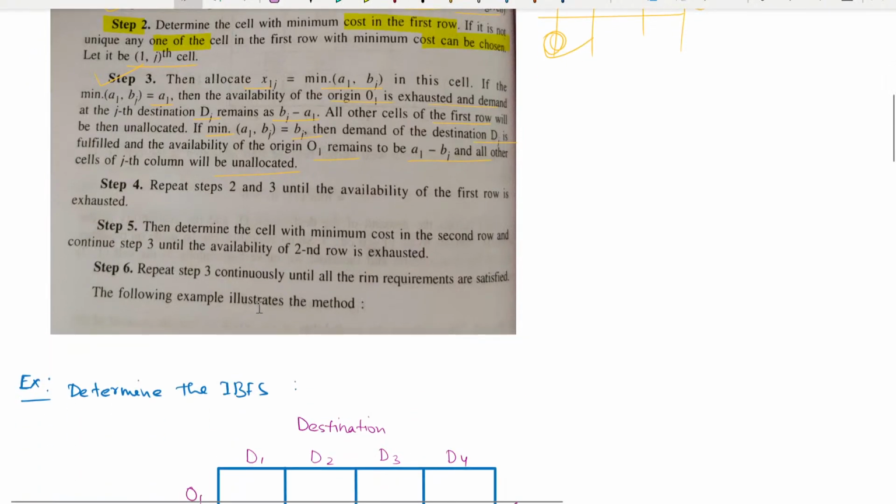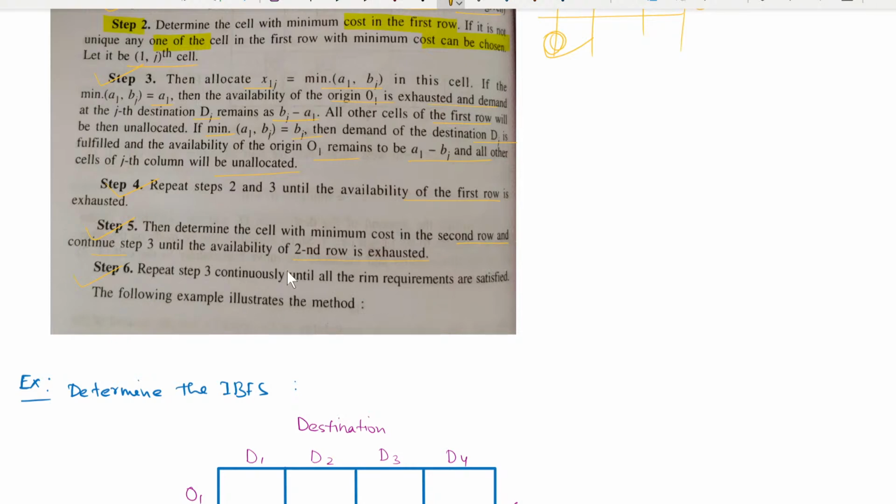Then step 4: repeat step 2 and step 3 until the availability of the first row is exhausted. Step 5: determine the cell with the minimum cost in the second row and continue step 3 until the availability of the second row is exhausted. Step 6: repeat step 3 continuously until the rim requirements are satisfied.